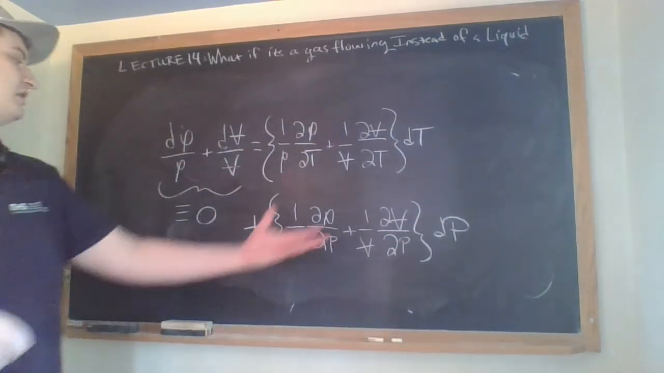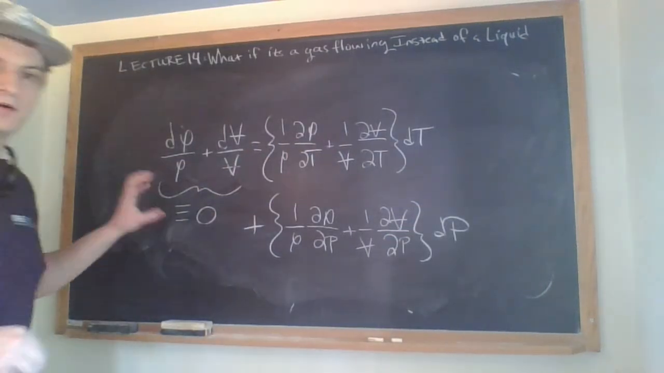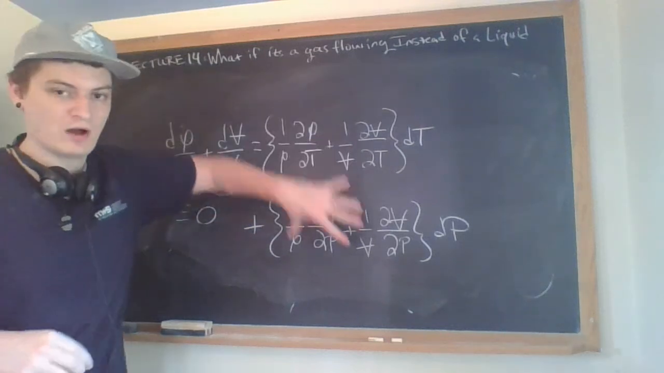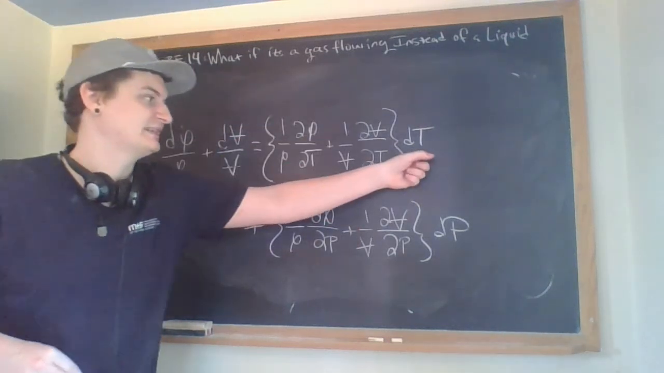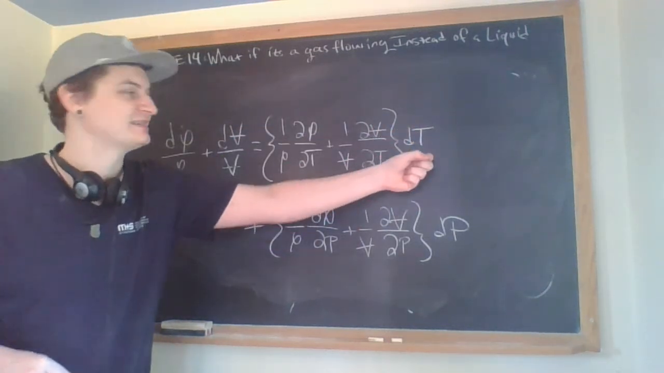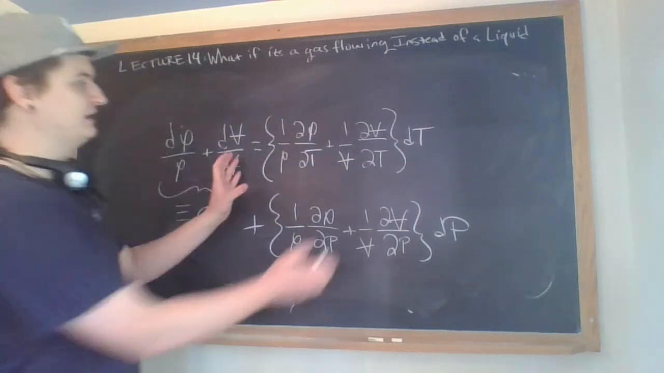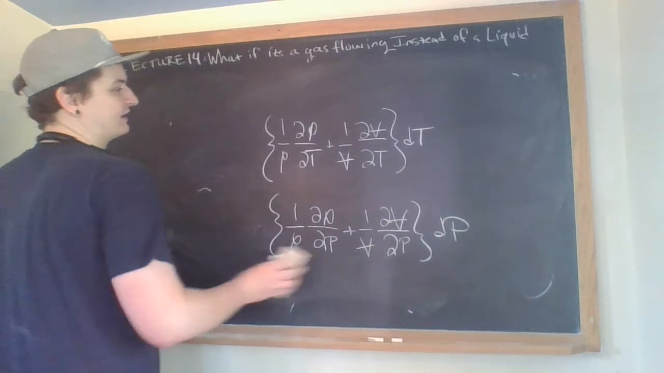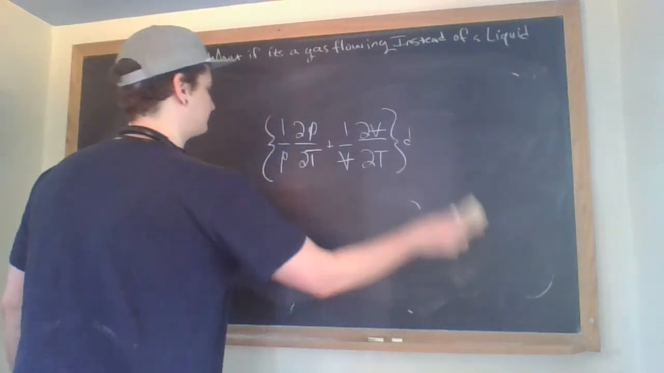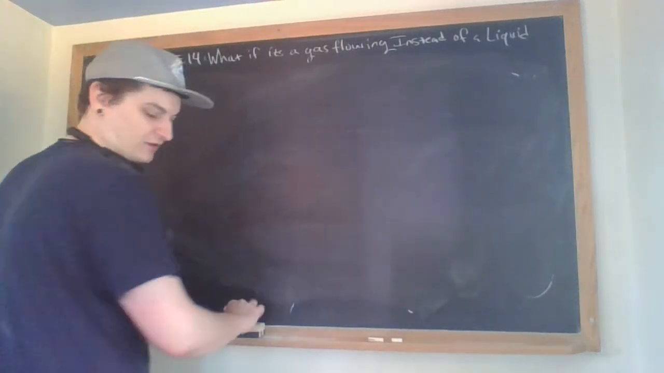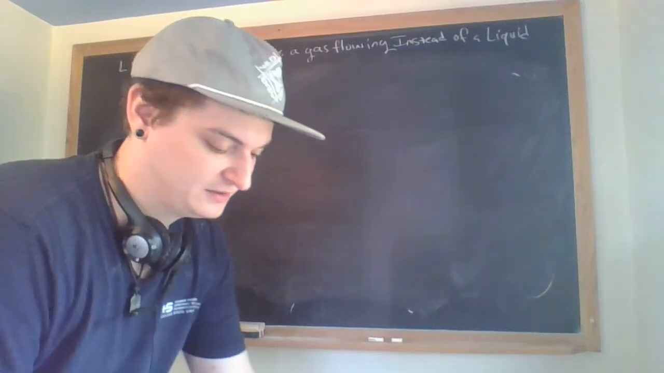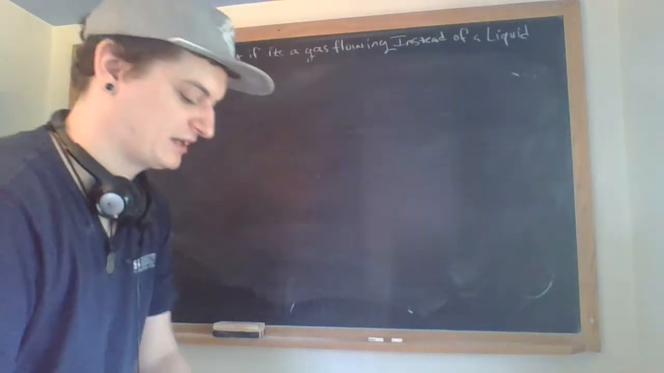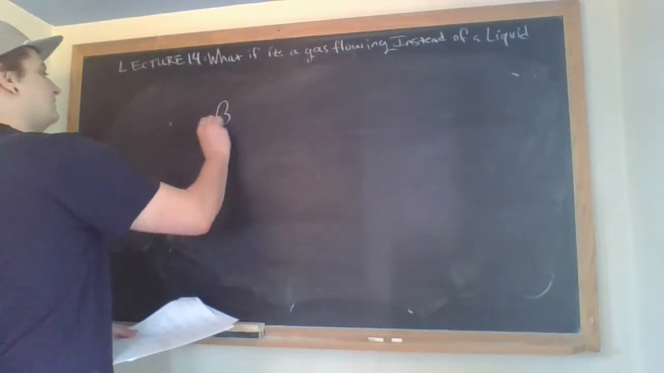This has to be identically 0 all the time. That means these two coefficients must be identically 0, because this is an arbitrary change in temperature. If it's identically 0, it's these quantities that have to be identically 0. We get our first two thermodynamic quantities that are involved.